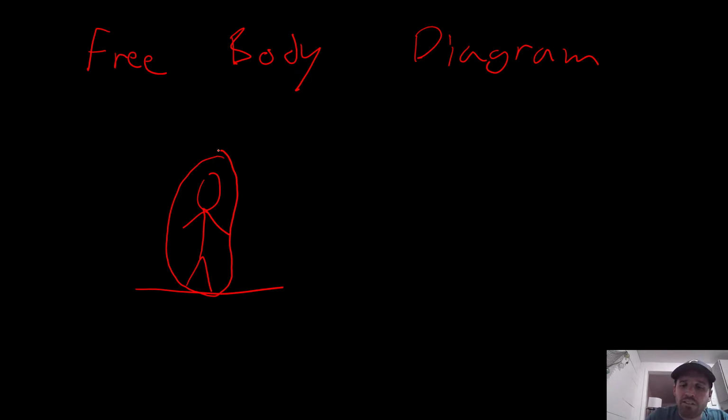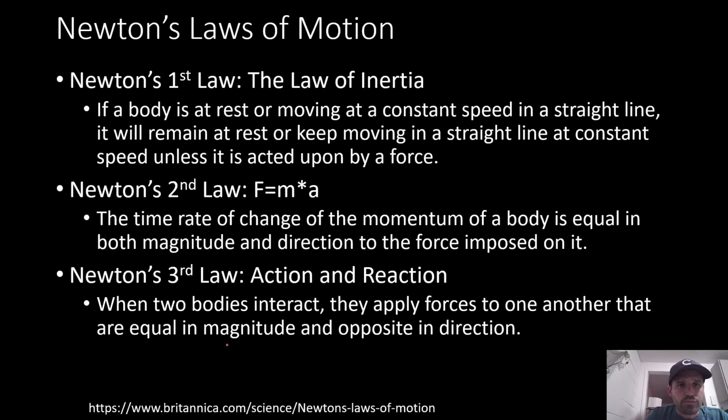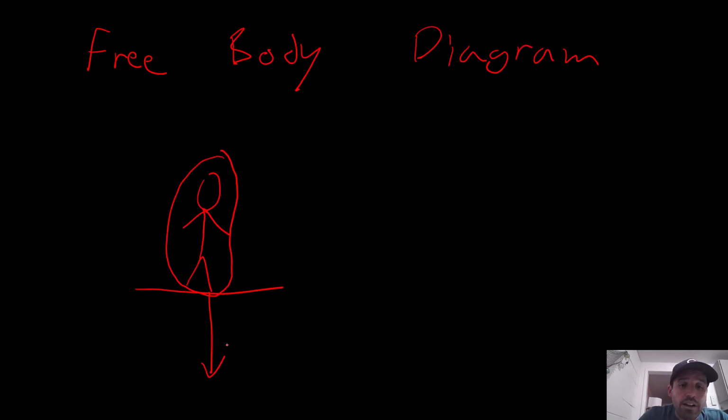So what are the forces that are happening on our guy? So we have gravity. Which way is gravity acting? That is acting downward. So if we revisit Newton's laws, let's look at that first law. If a body is at rest or moving at a constant speed in a straight line, it will remain at rest or keep moving in a straight line at a constant speed unless it is acted upon by a force. So this guy is being acted on by a force known as gravity.